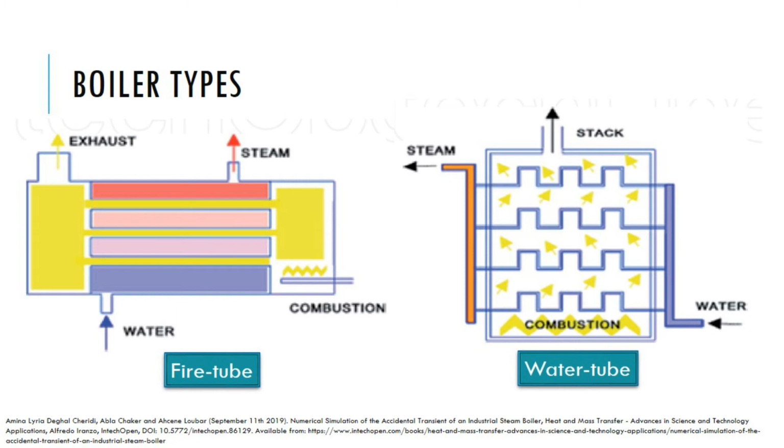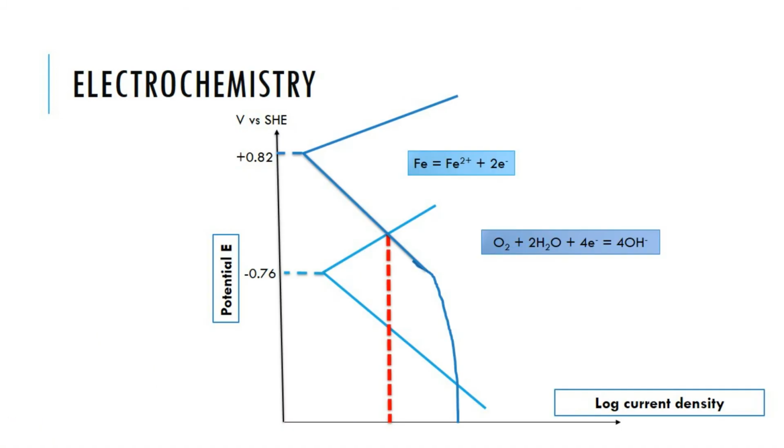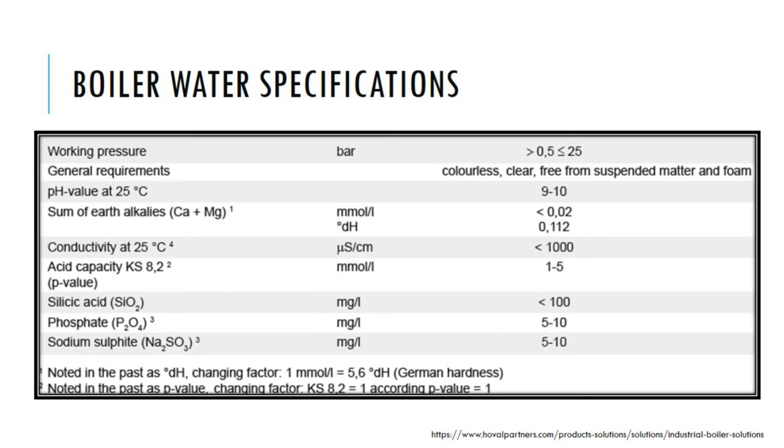If the boiler has steel parts, then a general corrosion is represented by the intersection of the cathodic reaction and the anodic reaction of Fe. The red line indicates the corrosion current density. The boiler water specifications are given here as an example. Here they have talked about the pH as well as elements such as silicic acid, phosphates and sodium sulfide.